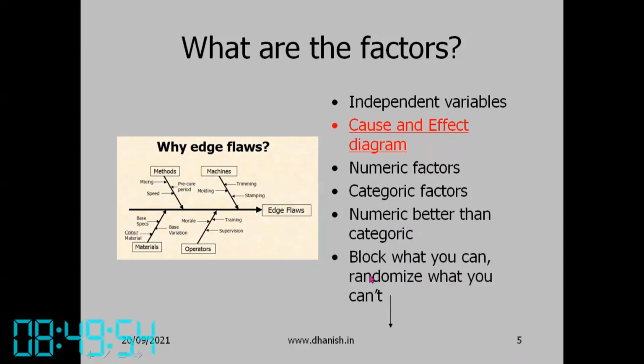So like Box used to say, block what you can, randomize what you can't. So if you can control your factor, block it. So blocking means you control that noise factor, and those factors you cannot control, you have to depend on randomization.